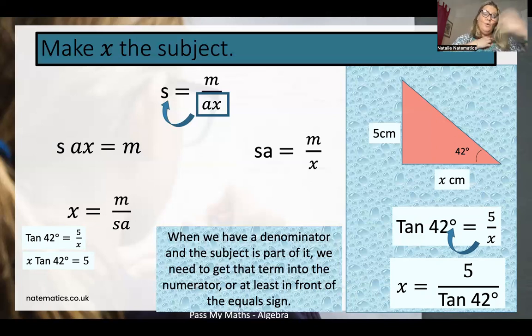So finally, what is it we're looking for? We've got x is equal to, and we need to divide both sides by this thing here because it's in the way. Off you go to the other side. So tan of 42 degrees. So we end up with x equals 5 over tan 42.